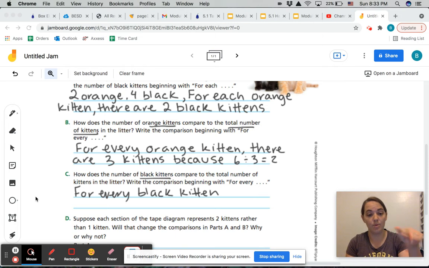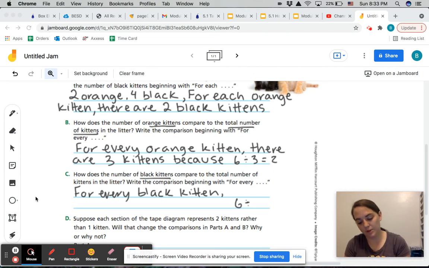Total kittens, but we have 3 black kittens. And so what we're going to do for every black kitten, it's going to look the same as the one before, but we have 6. And instead of dividing it by 3, there are 3 kittens.